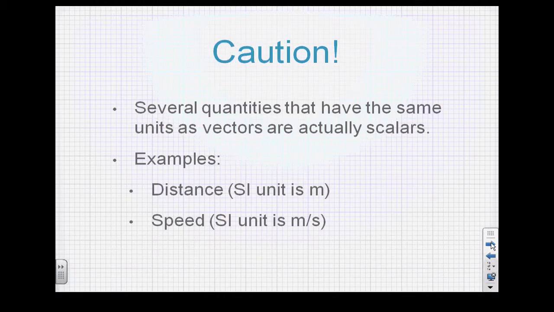Now, don't panic about this, but there are some things that you really need to think about when you're doing calculations in physics, especially in the beginning of the year when we do kinematics. There are some quantities that have exactly the same units as vectors, and they seem like they should be exactly the same thing as the vector quantity, but actually they're scalars, and they include distance and speed. Now, speed is a lot like velocity, only speed does not indicate direction.